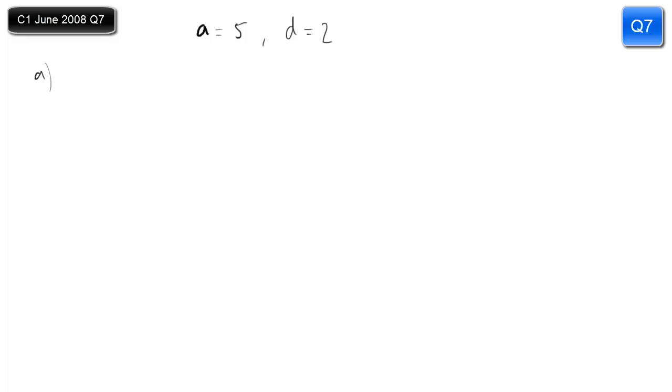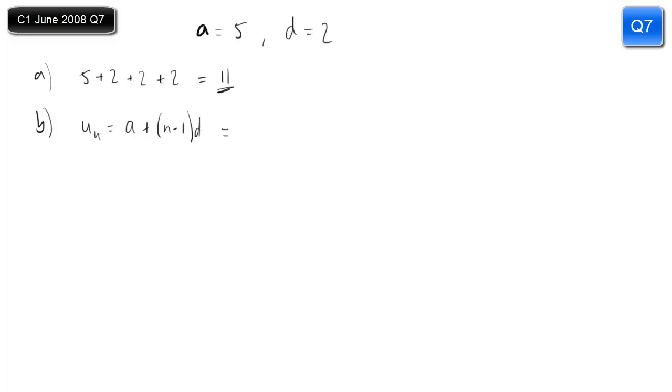You can do that using the formula for the nth term, but actually the simplest way is just to say that 5 plus 2 on the 2nd day plus another 2 on the 3rd day plus another 2 on the 4th day equals 11. That's all we need to show. Part B, find an expression for the length of her training run on the nth Saturday. Well, that's basically your nth term of an arithmetic sequence. So u_n equals a plus (n minus 1)d.